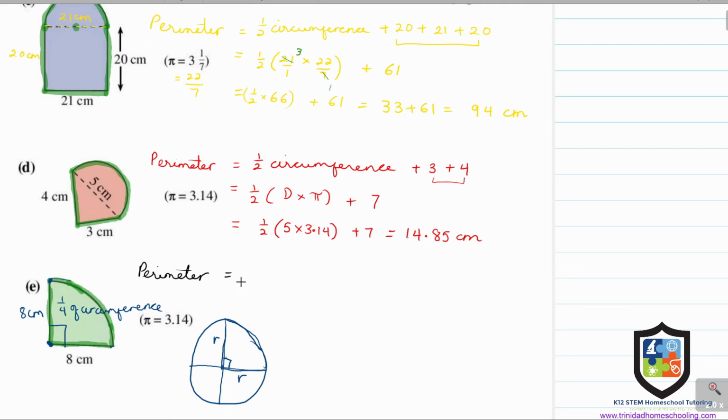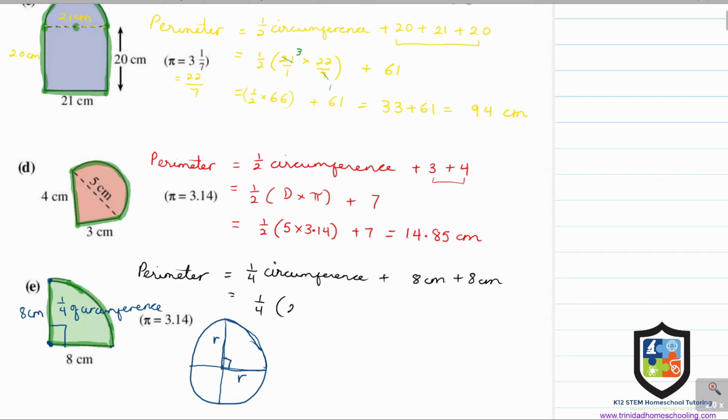Okay, so hopefully you paused and you tried it. So our formula now for the entire perimeter of this shape is going to be a quarter of the circumference plus the 8 centimeters and the 8 centimeters. Okay. So a quarter of diameter. Now do we need the diameter? Which formula are we going to use here?